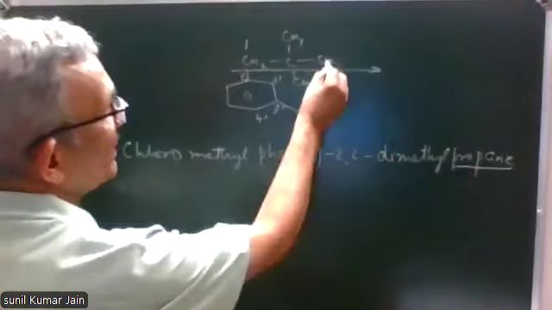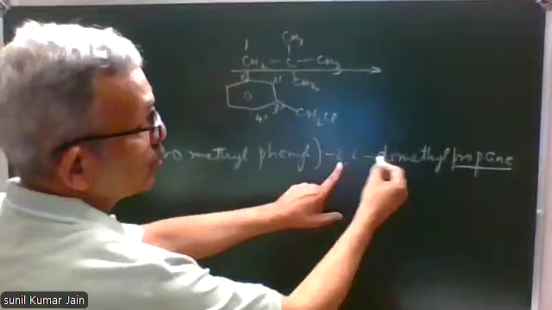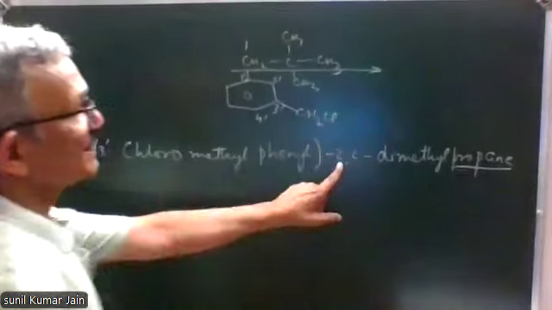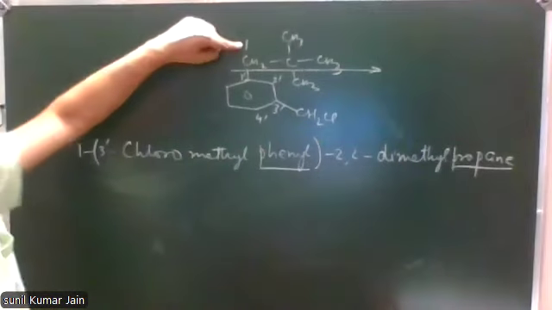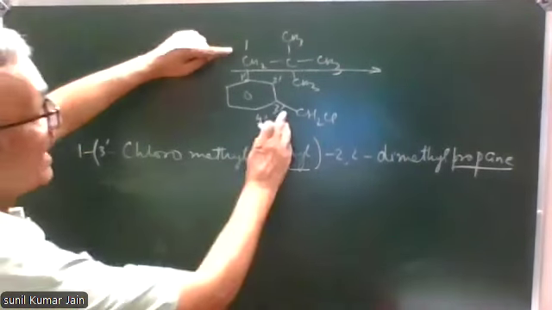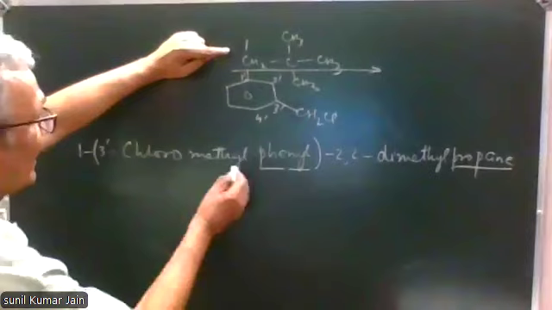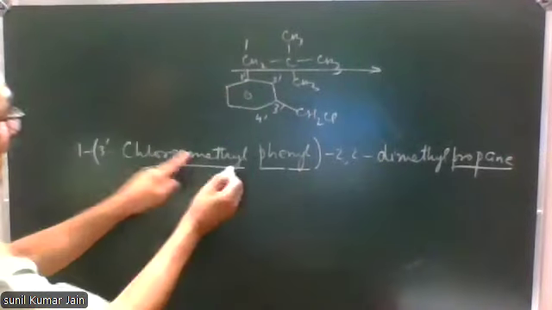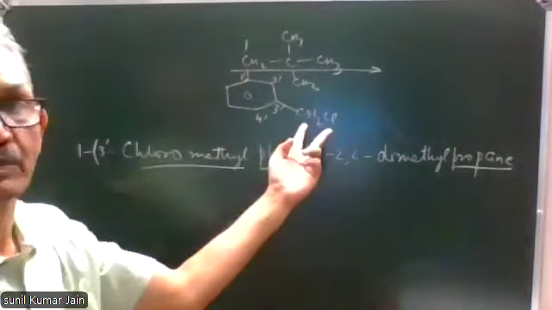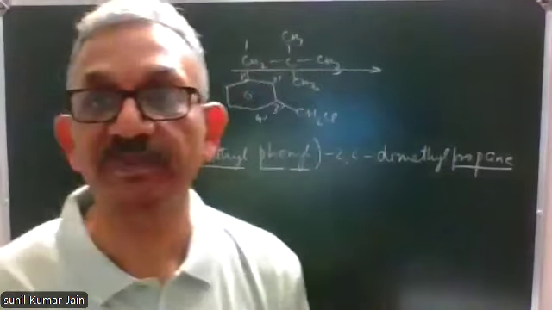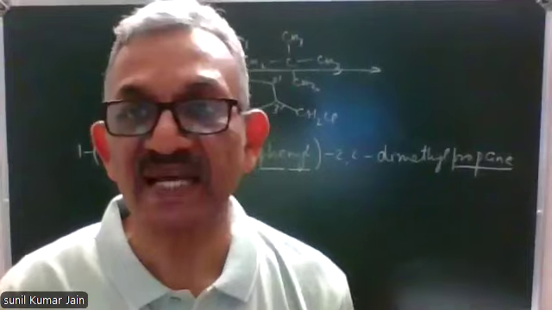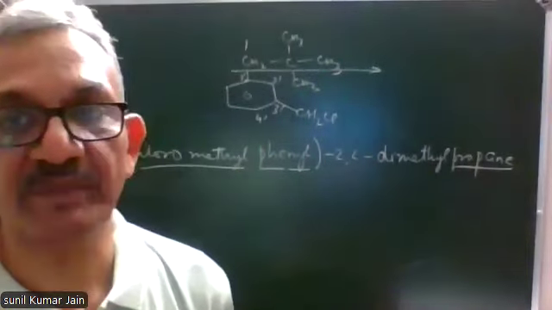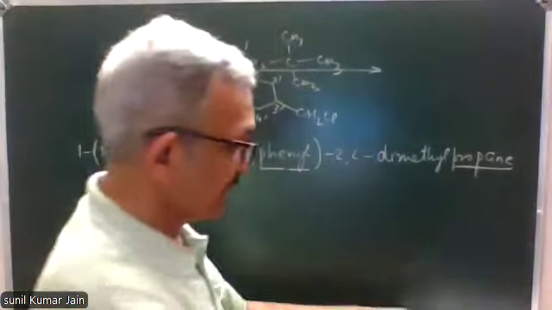Now understand the IUPAC name. Propane carries 2,2-dimethyl. These are 2 methyls. On carbon number 1, phenyl is present. At carbon number 3 dash of phenyl, chloromethyl group is attached. So this is the complete IUPAC name, and this is a primary benzylic halide.